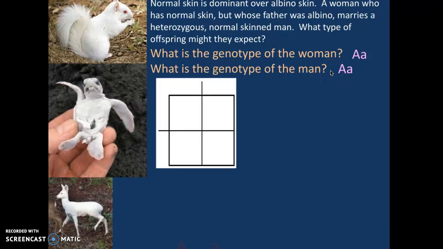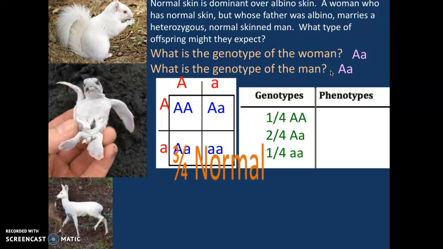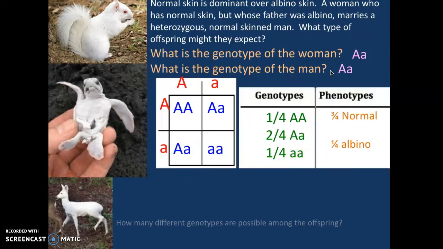And so then we put them along the sides, and we fill them in, and we can see that for our genotypes, we have 1 homozygous dominant, 1 homozygous recessive, and 2 heterozygous. Anything that has that dominant allele is going to show that dominant phenotype, which means that we have 3/4 normal and 1/4 albino.